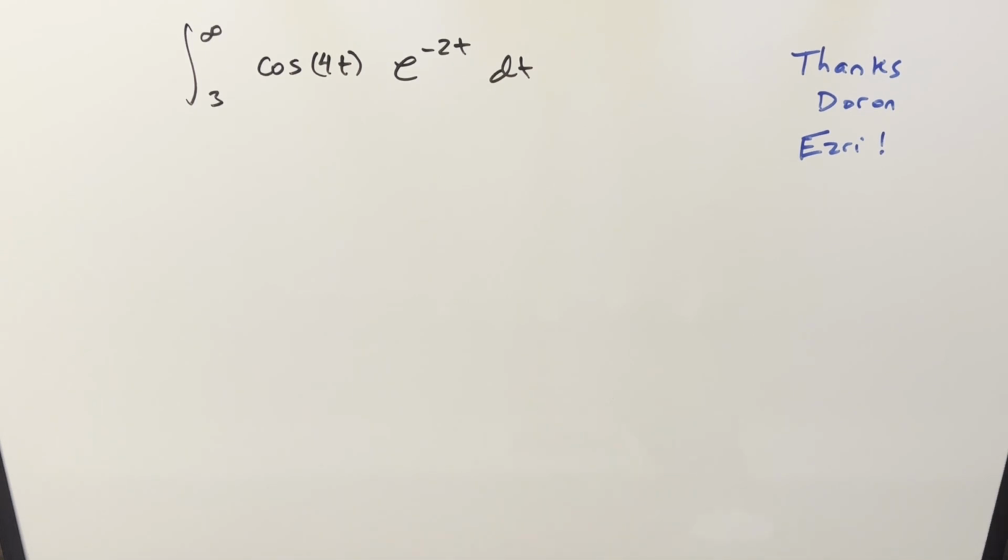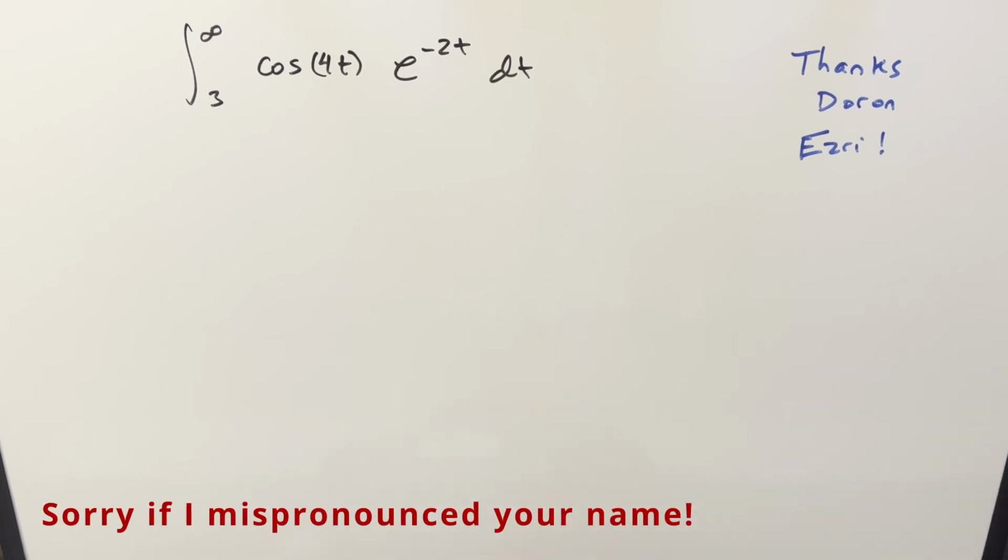Okay, we have here today another integral, but this is one for the Laplace transform playlist. We have the integral from 3 to infinity of cosine 4t times e to the minus 2t dt. And I want to thank Doron Esri for the suggestion for this.